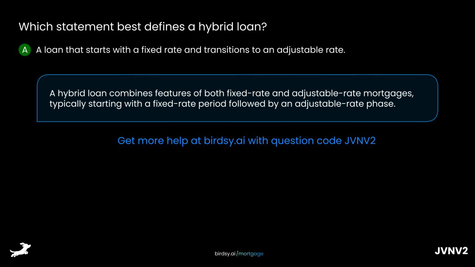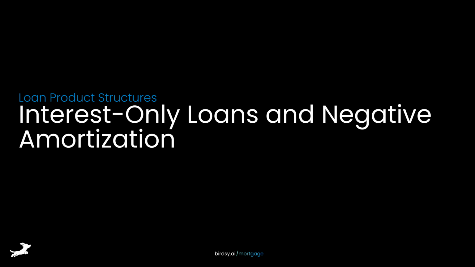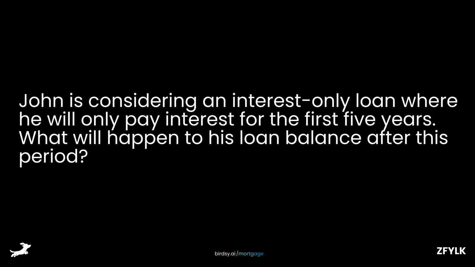A hybrid loan combines features of both fixed-rate and adjustable-rate mortgages, typically starting with a fixed-rate period followed by an adjustable-rate phase. Interest-only loans and negative amortization. John is considering an interest-only loan where he will only pay interest for the first 5 years. What will happen to his loan balance after this period?